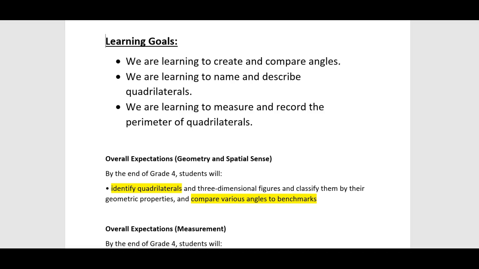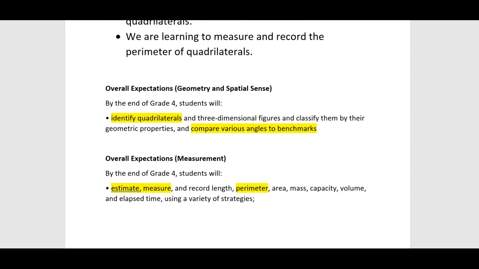We are learning to create and compare angles. We are learning to name and describe quadrilaterals. And we are learning to measure and record the perimeter of quadrilaterals. These learning goals are taken from the overall expectations of the curriculum. So I show here that I have pulled one of the grade 4 overall expectations from geometry, along with one of the overalls from measurement. Within those overall expectations, there are some highlighted areas which I have used to inform my learning goals.